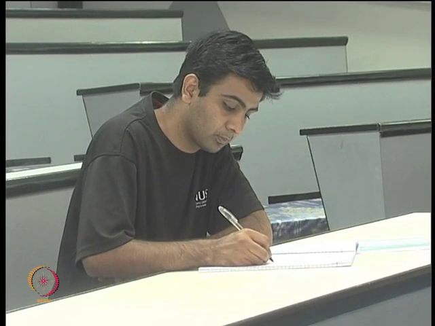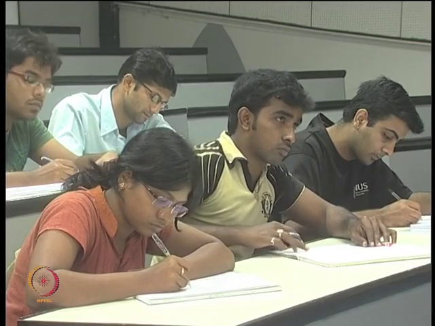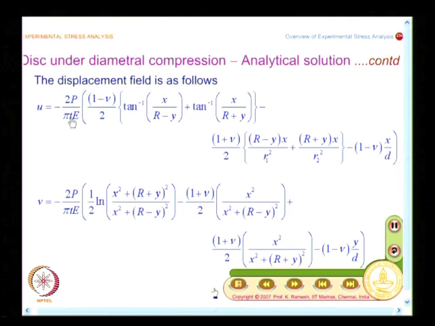Have you been able to make a copy of these equations? Okay. You have seen the stress field, strain field, both of them are longish, and definitely the displacement field is going to be much longer than what you have seen all along. So, it is better, please take your time to write it down, and you have this as u equal to minus 2 P by pi t E into 1 minus nu divided by 2. You have a tan inverse x by r minus y plus tan inverse x by r plus y.